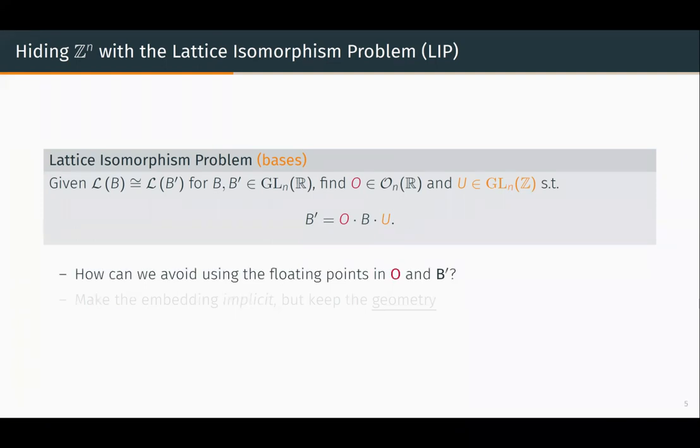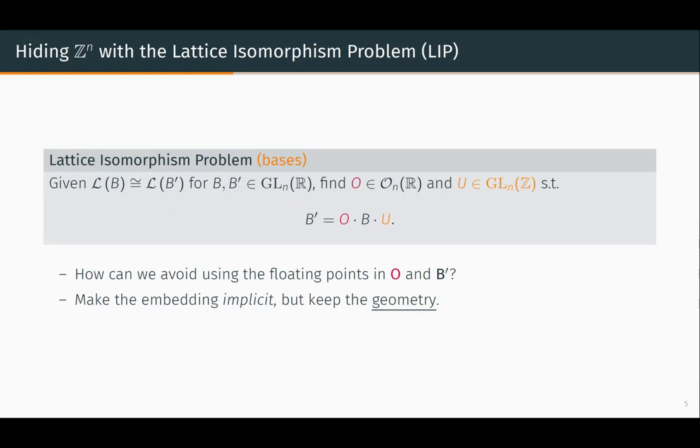So now it seems like the problem has become worse. We introduced more floating point numbers in the rotation, therefore P' also has floating points. But we can fix this by making this embedding implicit. So this P', we don't actually make it a public key.